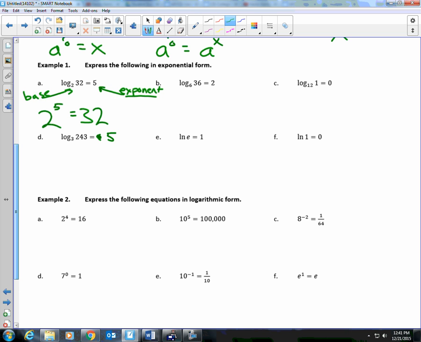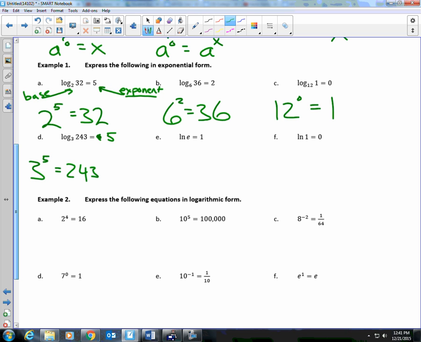Change D to 5. Problem I miswrote many years ago, never changed. B, how would I write B? 6 squared is 36. How about C? 12 to the 0 is 1. D, 3 to the 5th is 243.